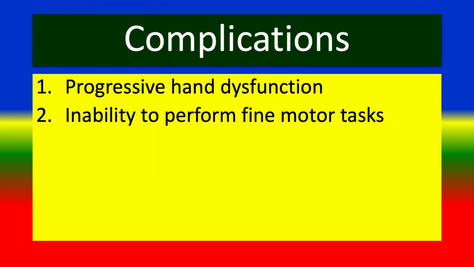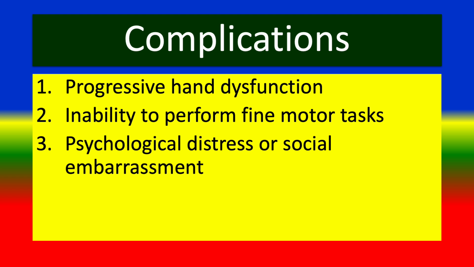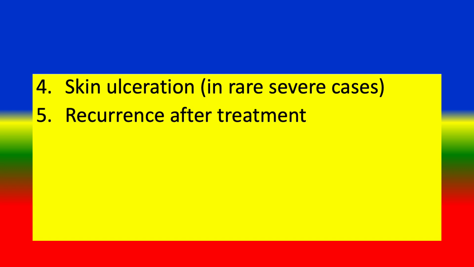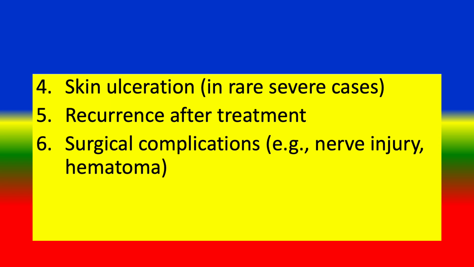Complications. 1. Progressive hand dysfunction. 2. Inability to perform fine motor tasks. 3. Psychological distress or social embarrassment. 4. Skin ulceration in rare severe cases. 5. Recurrence after treatment. 6. Surgical complications, for example nerve injury, hematoma.